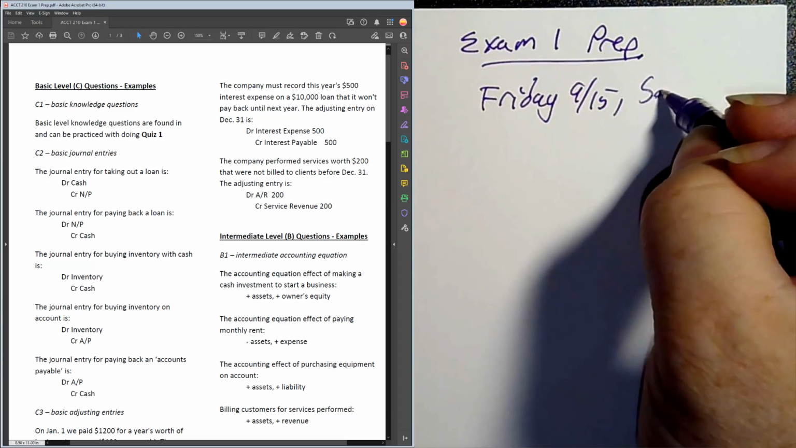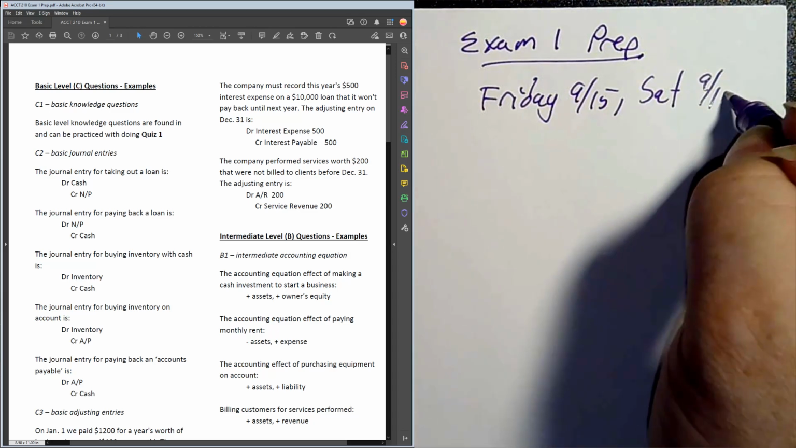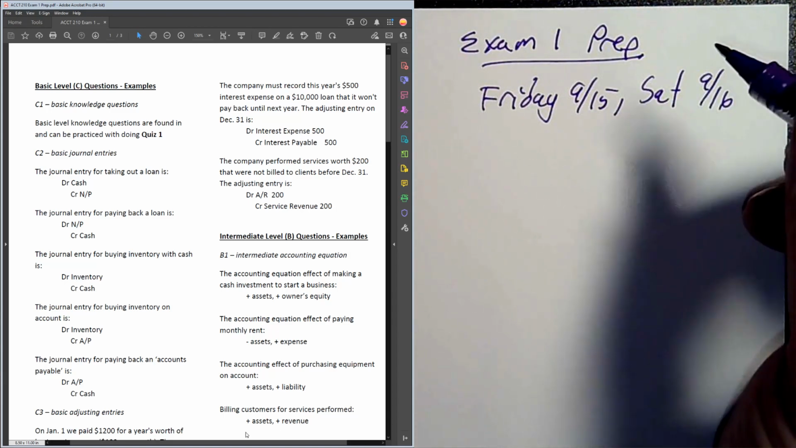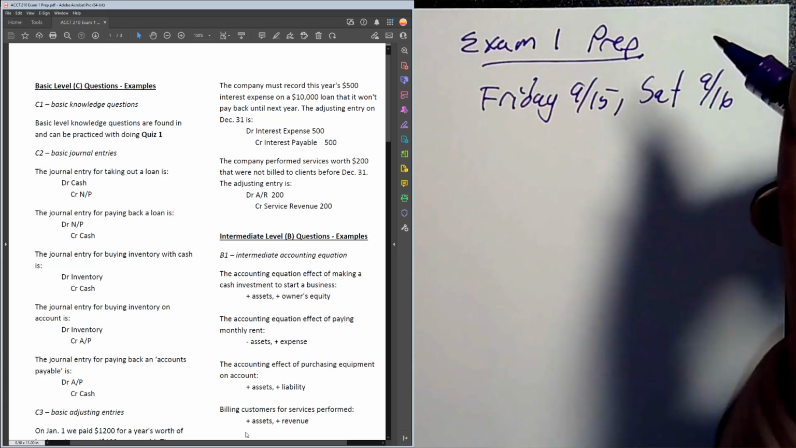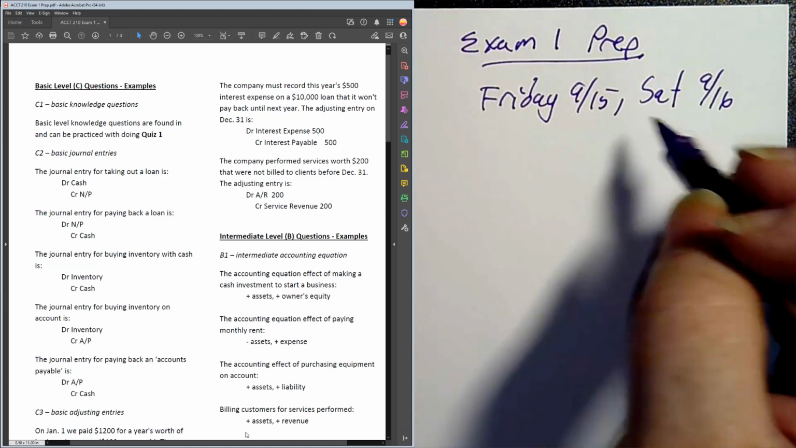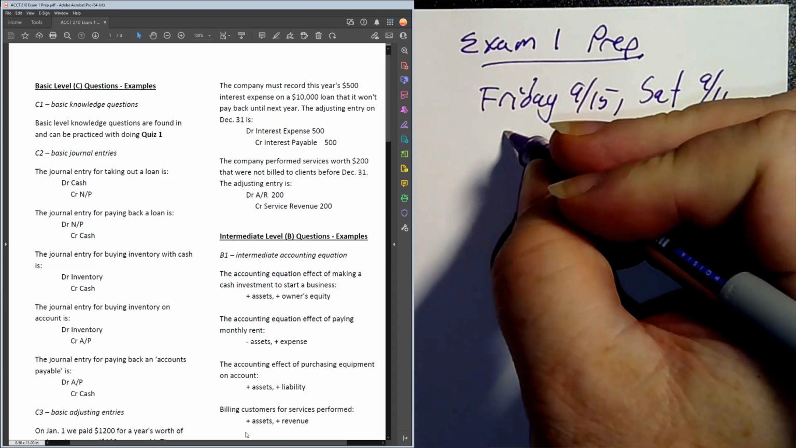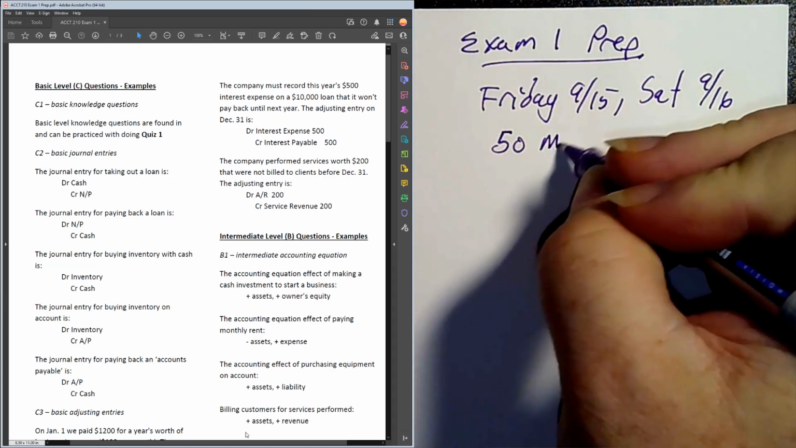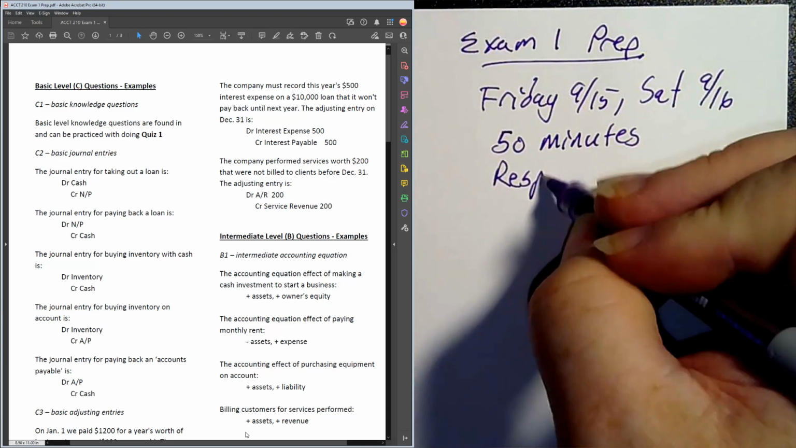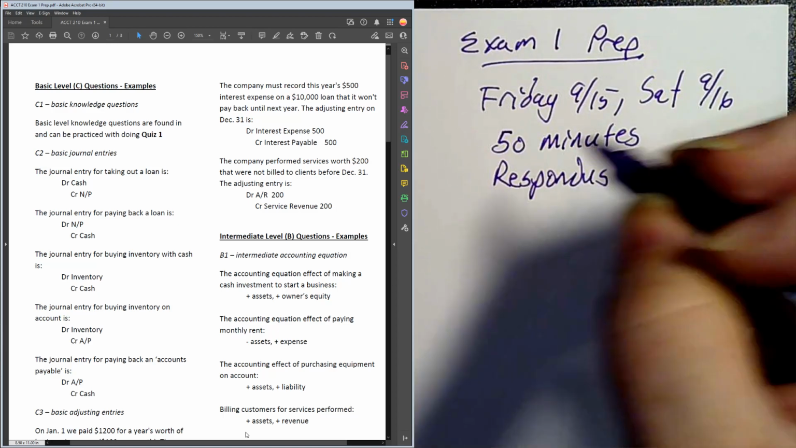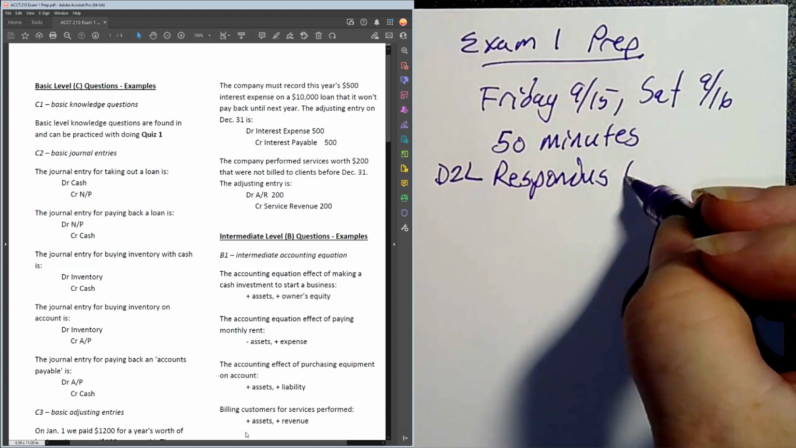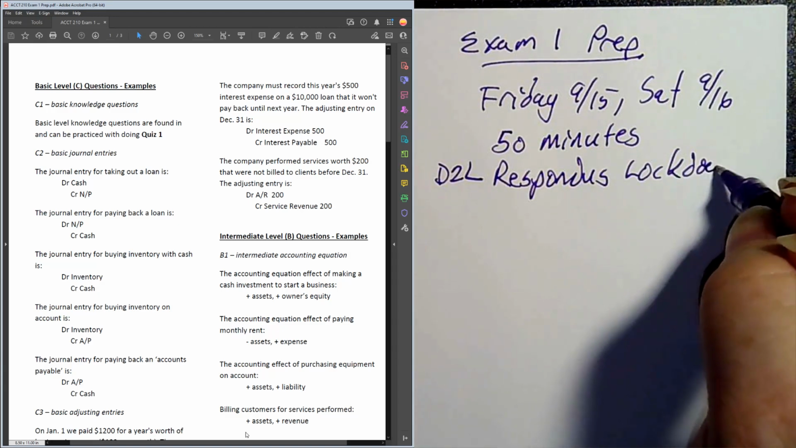or Saturday the 16th. Now, because this is an online course and you have a little bit of flexibility when to take it, you can take it any time during those 2 days. The test itself will be 50 minutes. It'll be done through the Respondus lockdown browser, which will be on D2L. Most of you have experience with that.